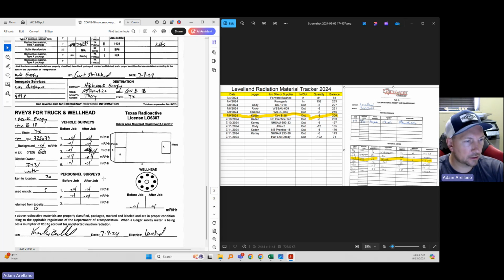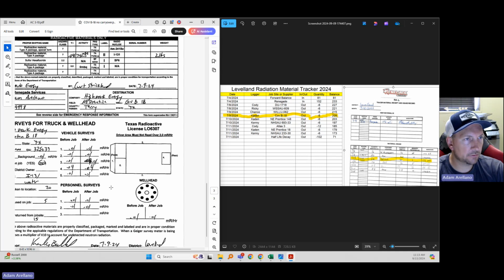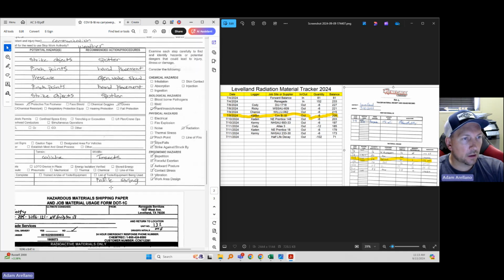Just a reminder, we need to still be initialing right here on personnel surveys. The rigger and the engineer put your initials here showing that you didn't contaminate your clothing or your body when you left location.